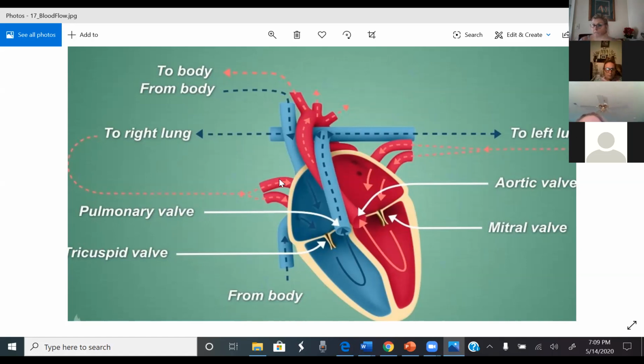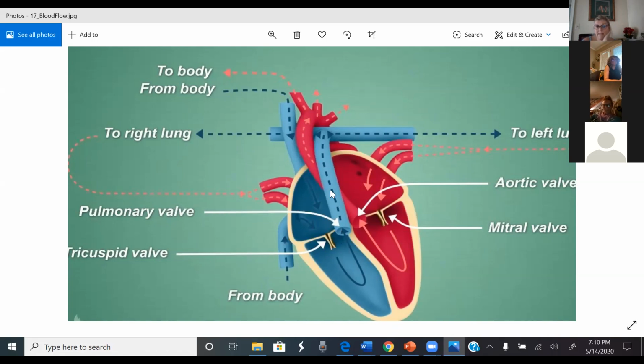Left or right? I'm sorry, it's right atrium. I confused myself. Where does it go from the superior vena cava? To the right atrium, and then to the right ventricle.